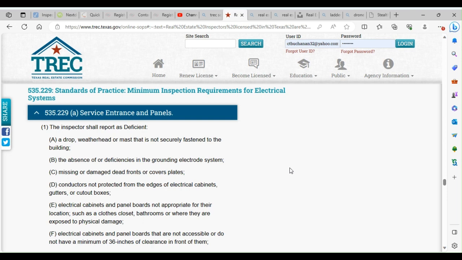This is the Texas Real Estate Commission Standards of Practice, Minimum Inspection Requirements for Electrical Systems. A. Service entrance and panels. 1. The inspector shall report as deficient: A. A drop, weatherhead or mast that is not securely fastened to the building.